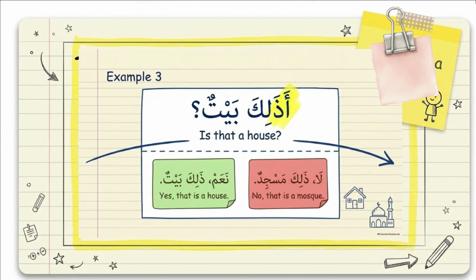We use the masculine word for that, which is dhalika. So the question simply becomes, a dhalika bait? Let's repeat it. A dhalika bait? The answers follow that exact same logical structure. Nam, dhalika bait. Or for no, la, dhalika musjid, meaning, no, that is a mosque.